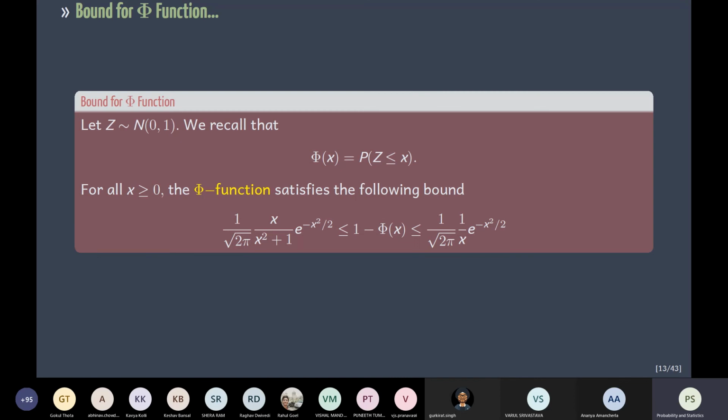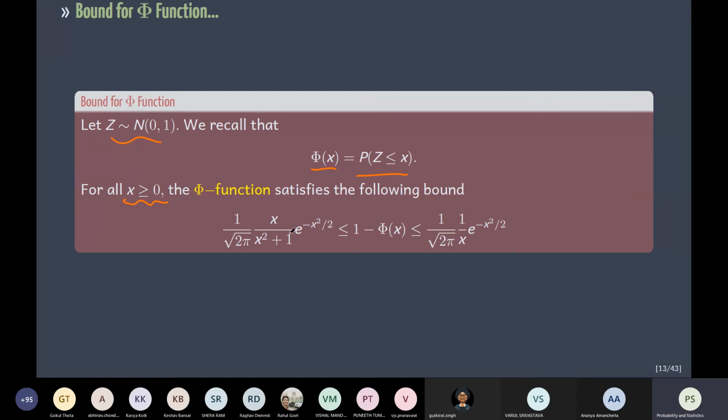Okay, so the bound for the phi function is the following. This is the standard normal, because its parameters are 0 and 1. Then phi of x is defined to be the probability that Z is less than or equal to x. Then for all x greater than or equal to 0, due to symmetry, it's enough to prove results for x greater than or equal to 0, as I said, because for minus x, I can derive those probability results by doing 1 minus that. So the phi function satisfies the following.